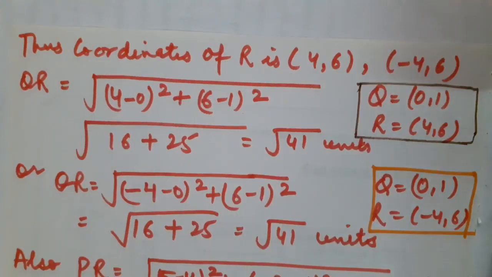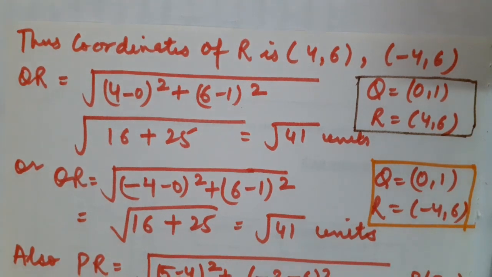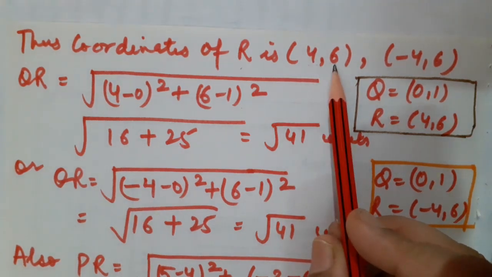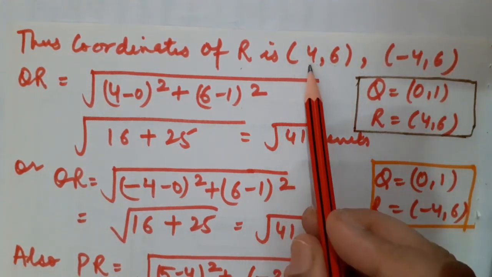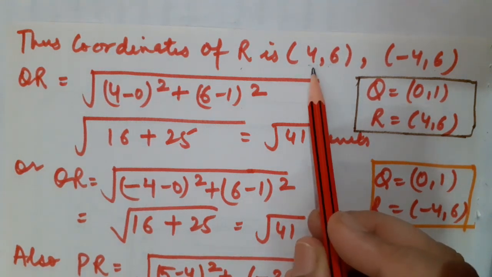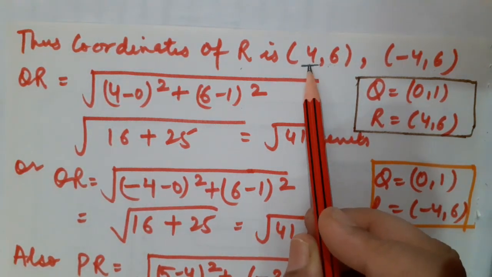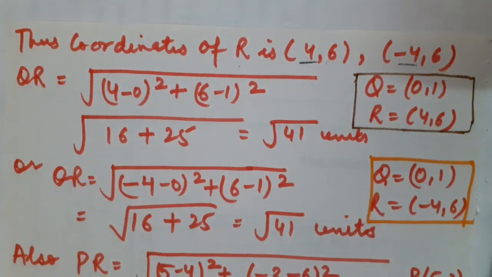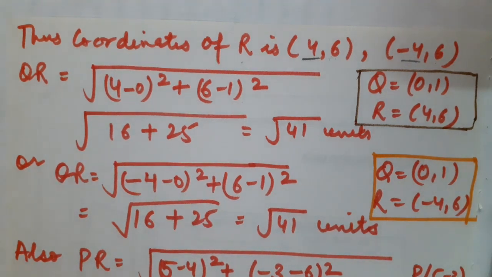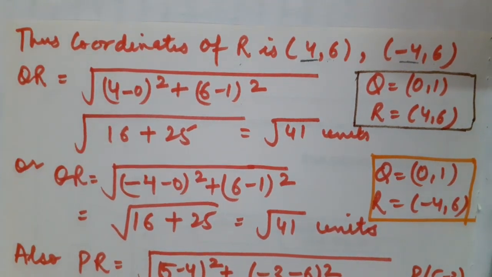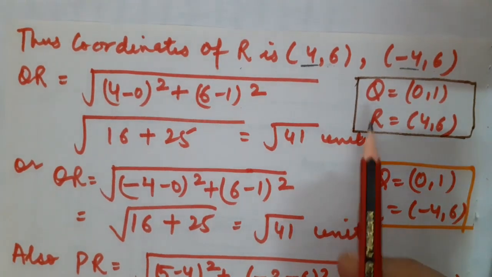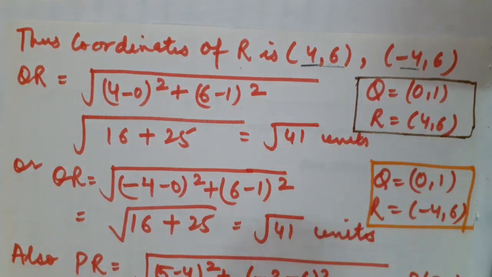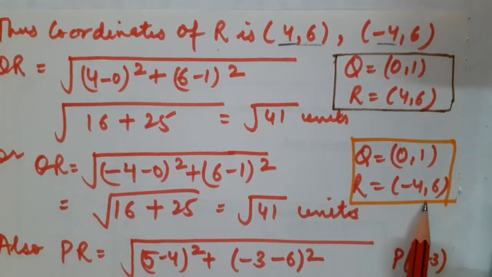Fine students? Now children, as I have got two values of x, so definitely R will be either 4, 6 or minus 4, 6. Because here it was given in the question x, 6. So definitely at place of x, first I am writing 4 and at another position I will be writing minus 4. Now we have been asked in the question that you have to find the distance QR and PR. Fine. So let us find the distances. QR, first case I will be taking R 4, 6. In another case I will be taking R minus 4, 6.